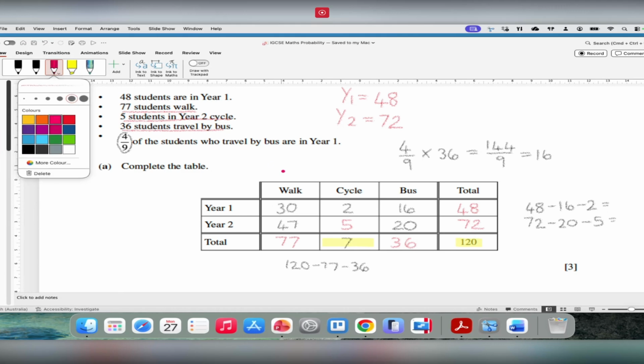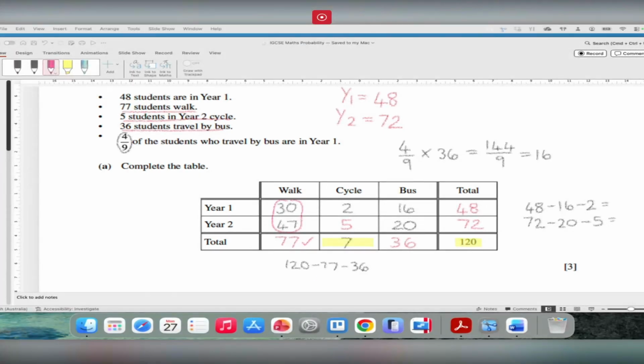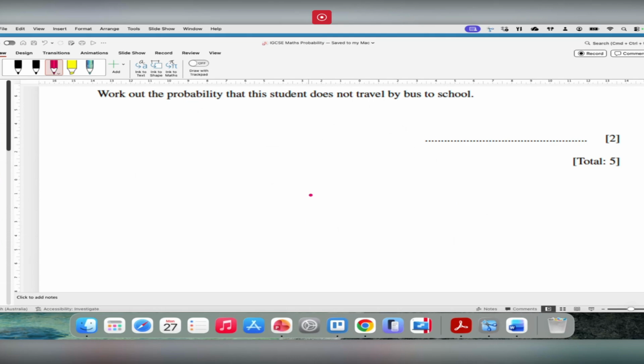They have to make sense vertically as well. 30 plus 47 gives us 77. So we know that that's correct. And that is how we fill in the table. Okay, let's move on to our second question.